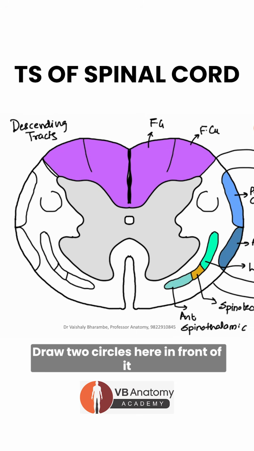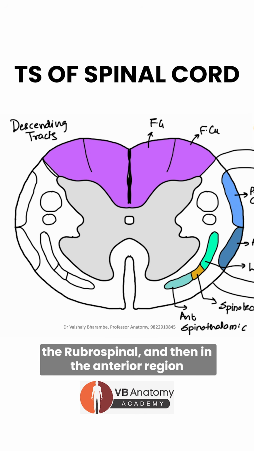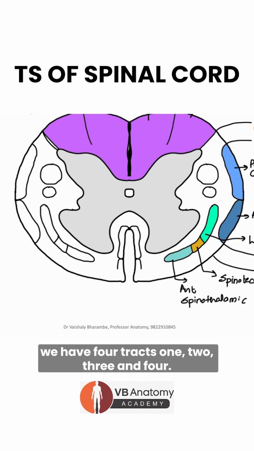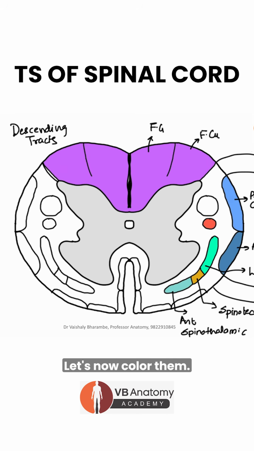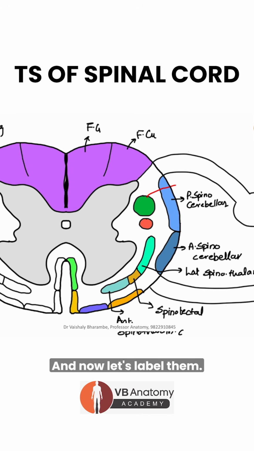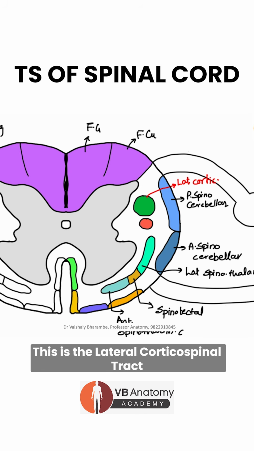Draw two circles here. In front of it, the rubrospinal, and then in the anterior region, we have four tracts: 1, 2, 3 and 4. Let's now color them and now let's label them. This is the lateral corticospinal tract.